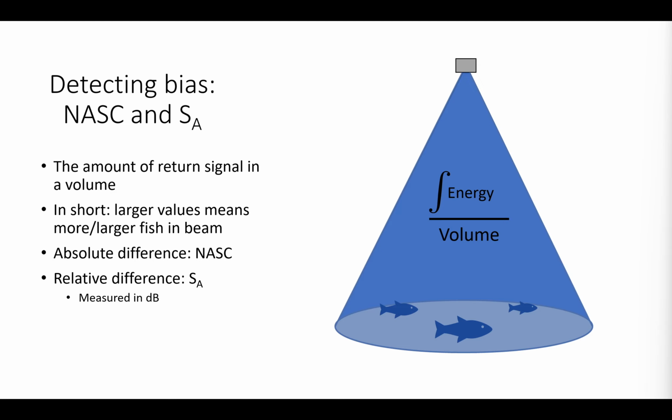Just to review a couple of differences that we looked at between the sail drone and the ship. First was looking at acoustic backscatter, represented as NASC, which is the linear, versus SA, which is the logarithmic. And we're looking at relative differences between these two. So this is sail drone minus ship.